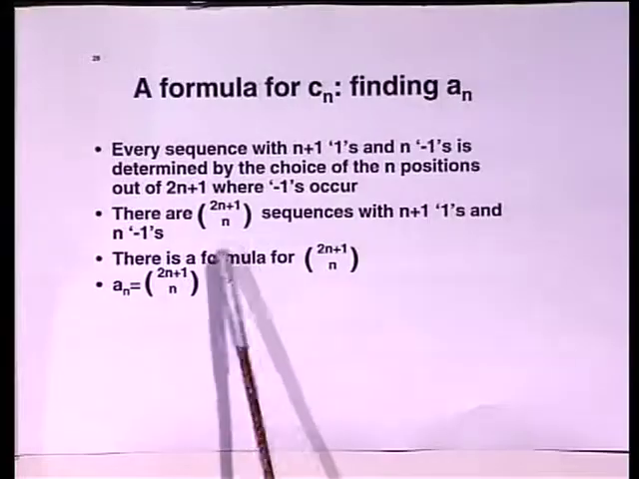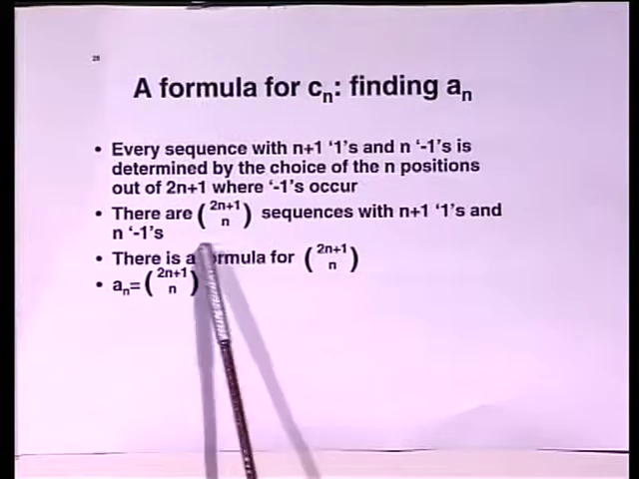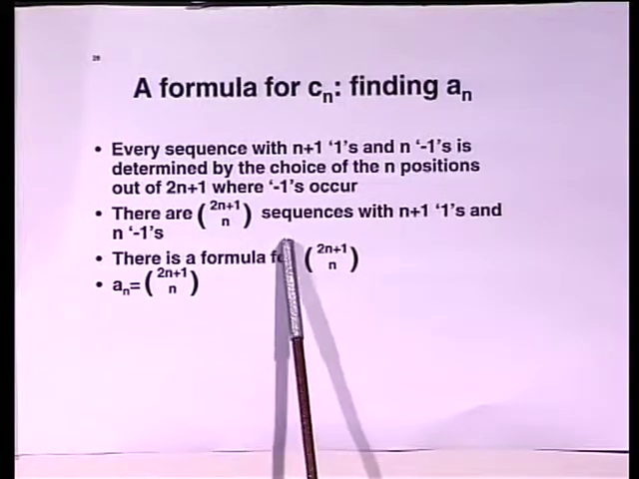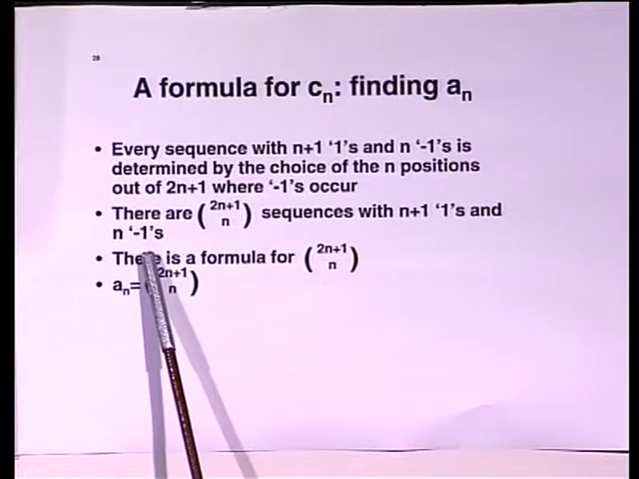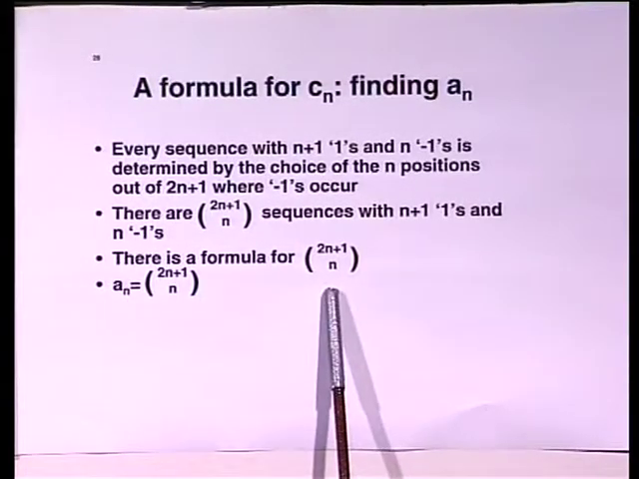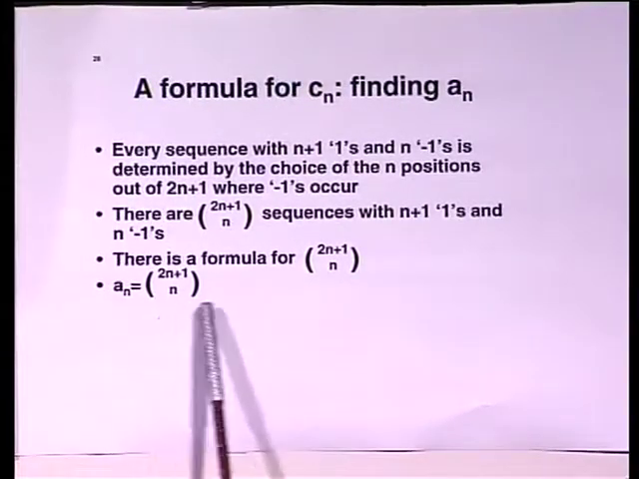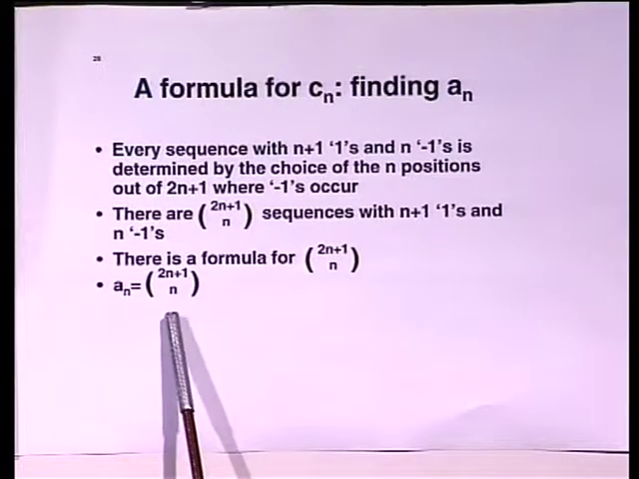So the total number of these is just the number of ways of picking n positions out of a possible 2n plus 1. Now mathematicians call this number 2n plus 1 choose n, and they denote it by this symbol. So this is the number of sequences with n plus 1 ones and n minus 1s. There is in fact a formula for this, and I shall return to that in a little while, but this tells us that An is this number, 2n plus 1 choose n. So that's the first step of our program for working out a formula for the Catalan number.